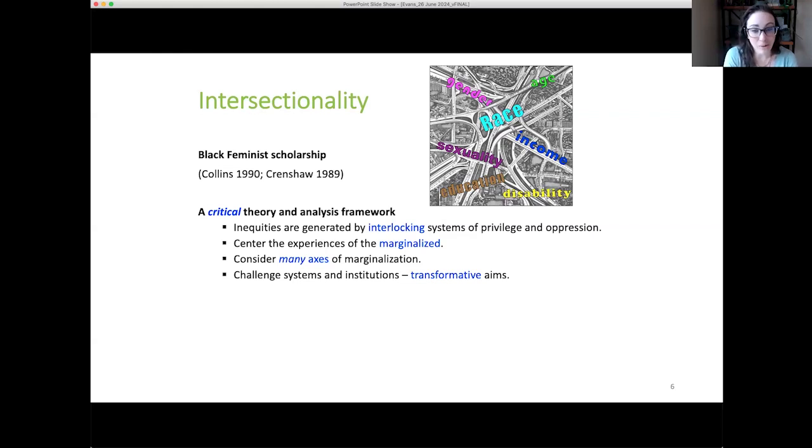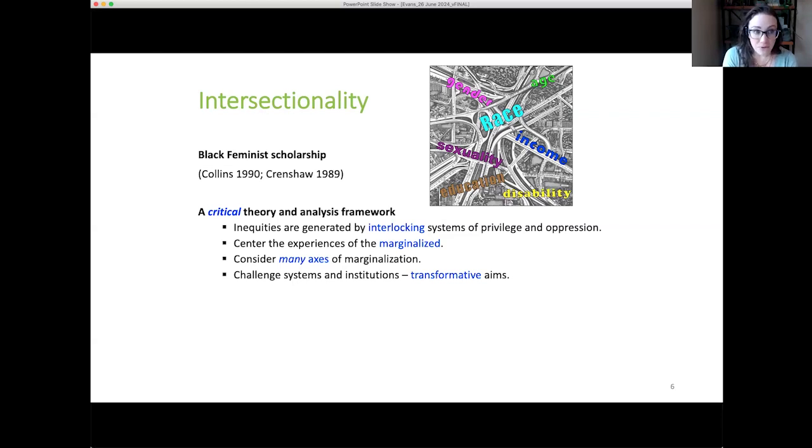So again, it's important to think about many axes of marginalization. If we're really leaning into this theory, it's not enough to just say, okay, race, ethnicity, and gender. We need to think about sexuality. We need to think about age. We need to think about any number of things.